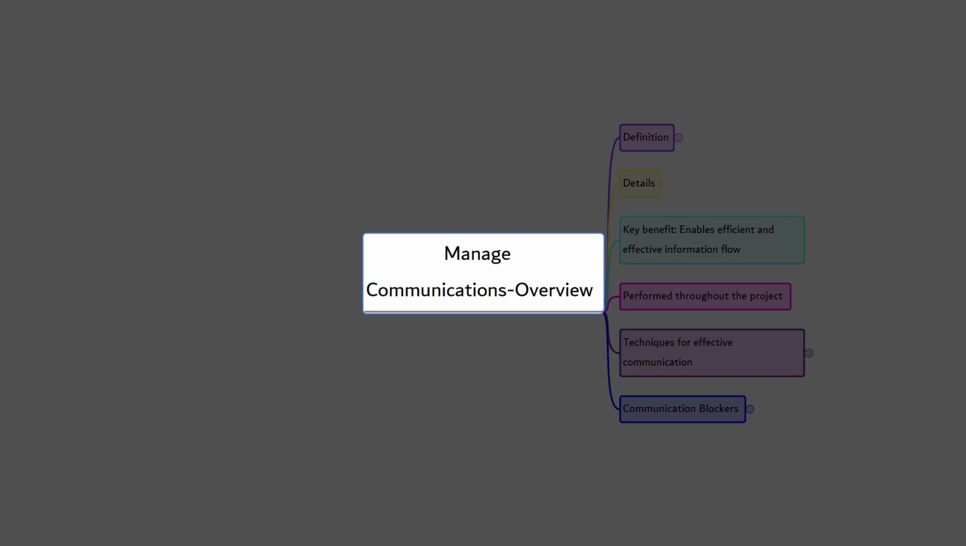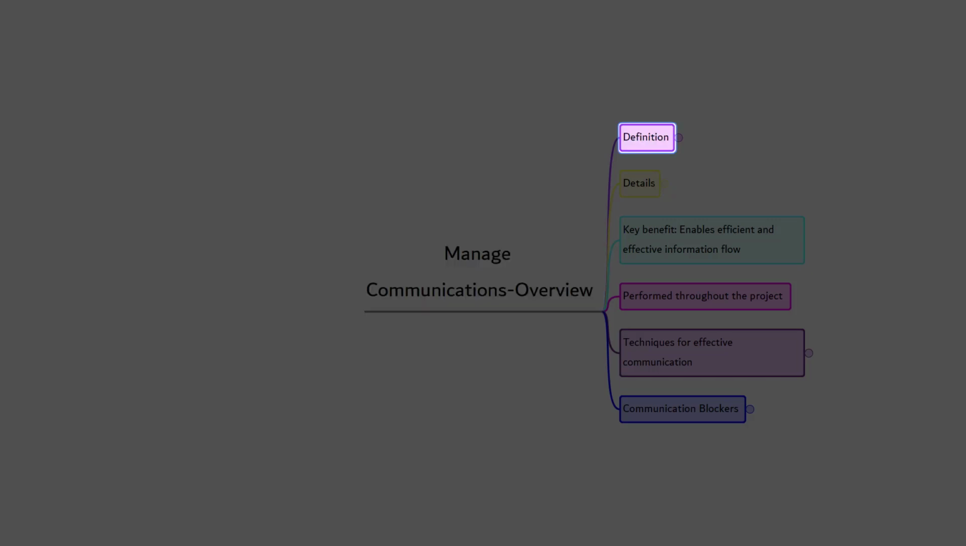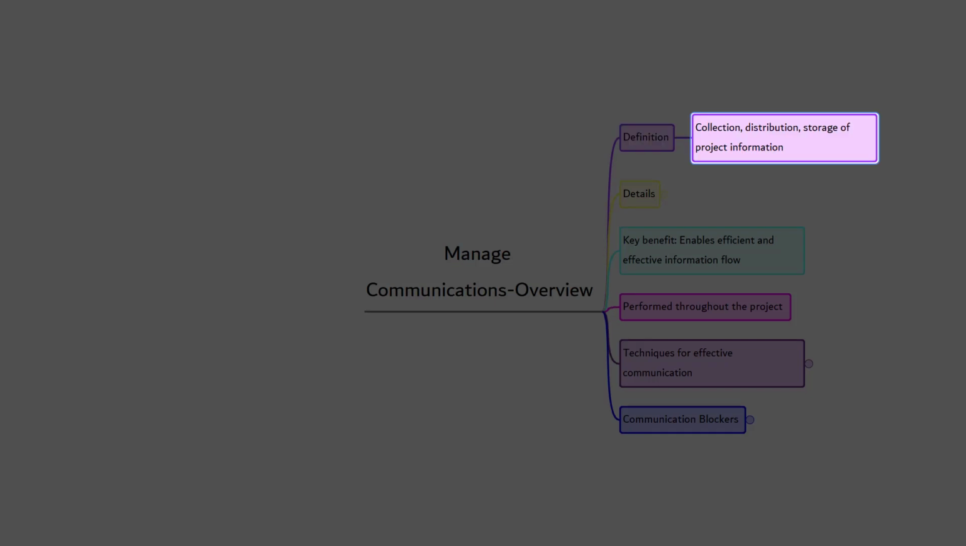The next process is manage communication. First, definition. Manage communication is the process of ensuring timely and appropriate collection, creation, distribution, storage, retrieval, management, monitoring, and ultimate disposition of project information. That was a long definition, but the meaning is quite straightforward, isn't it? Now, let's get into the details.